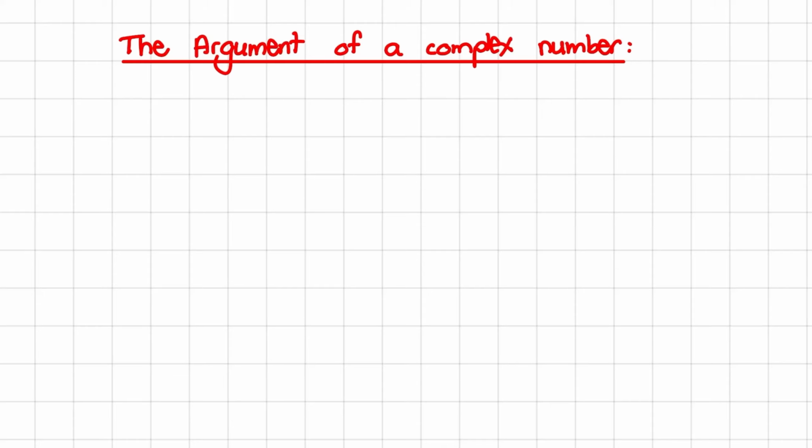In this video, we'll discuss the argument of a complex number. So let us consider a complex number z as a plus bi. This number consists of a real part and an imaginary part.